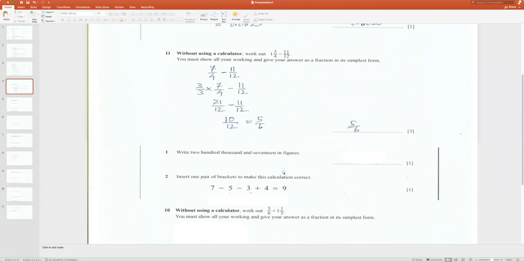Write 200,017 in figures. 200,000 and 17 we can write like this. 200,017.